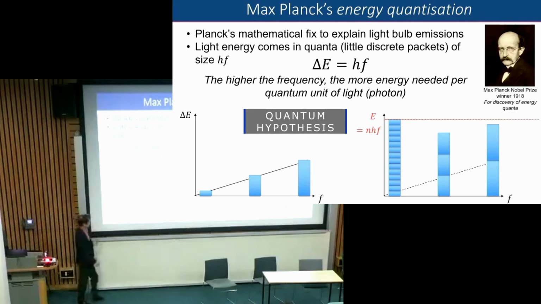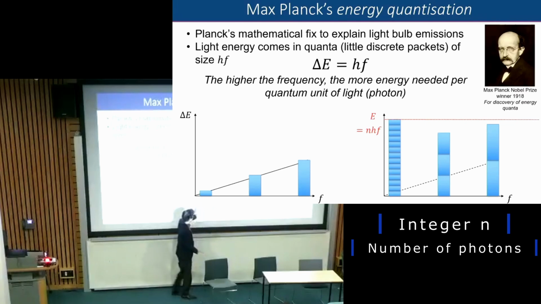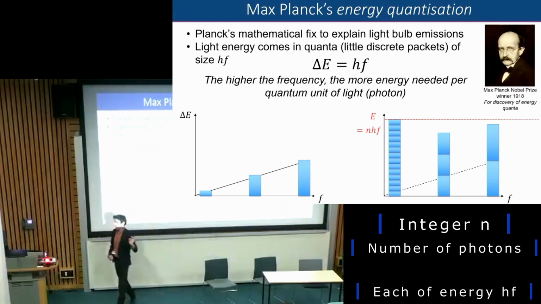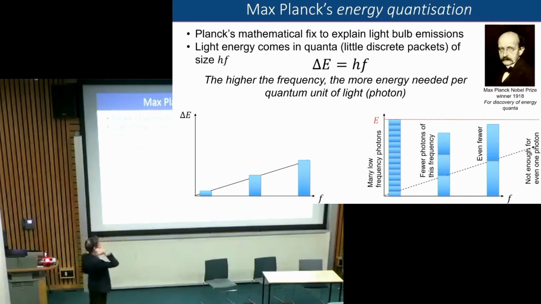So the quantum hypothesis is to say that energy E is given by an integer n, so we've got a discrete number n of photons of energy packet size hf. Very simple, but has profound consequences. So as I'm trying to spell out again there, we can have many low frequency photons, fewer photons of that mid-range frequency, even fewer of those, and we don't even have enough energy to express one photon at very high frequency.